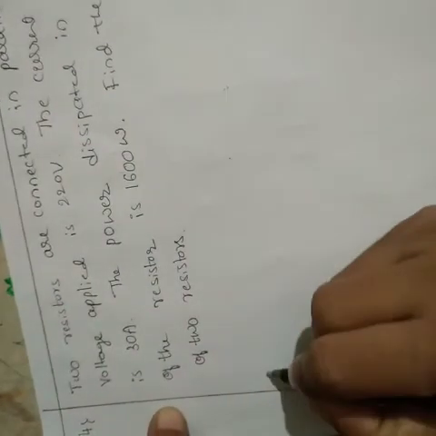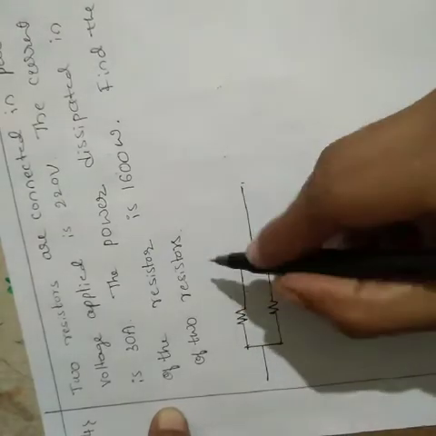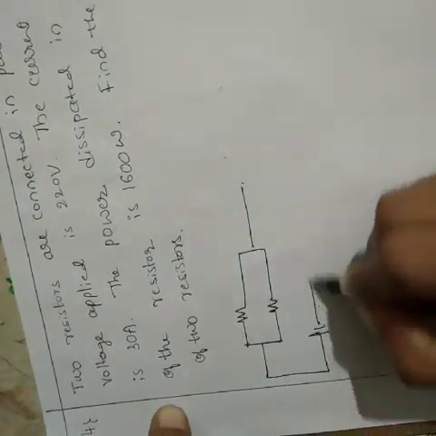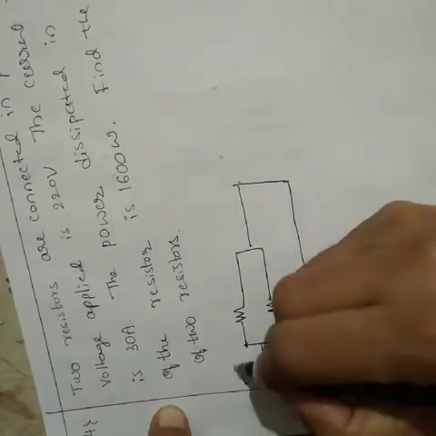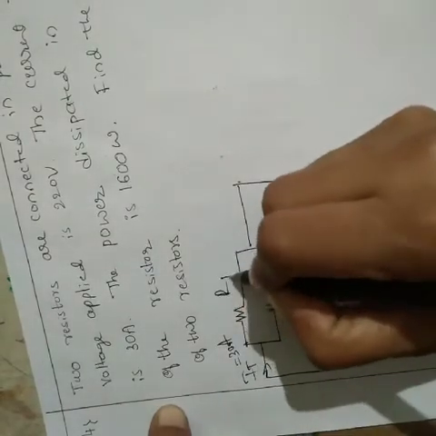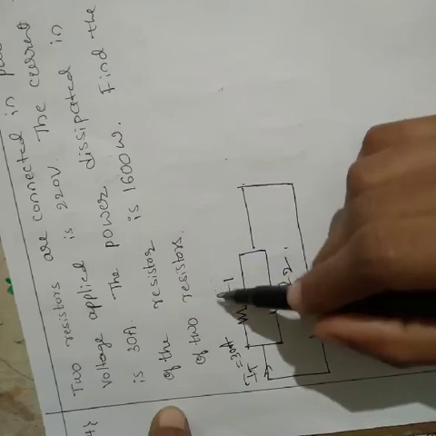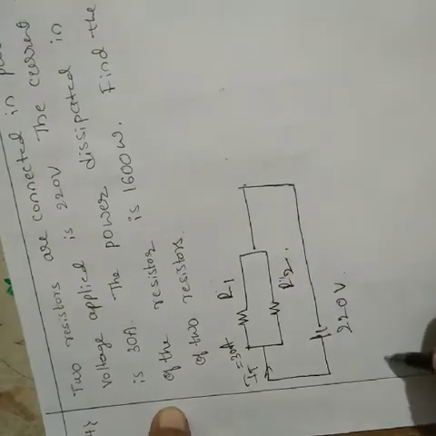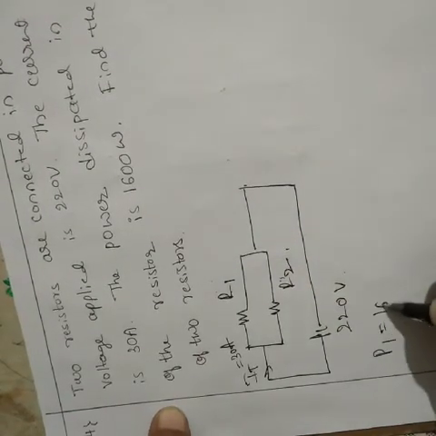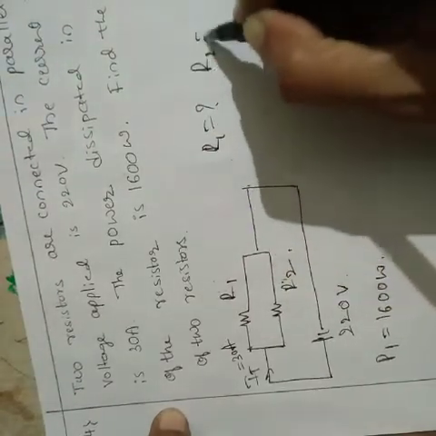Again, you can draw the circuit diagram. Two resistors are connected in parallel across a voltage source of 220 volts. Then the total current is given as 30 ampere. This is R1, R2. Then the power dissipated in one of the resistors: you consider any one, R1 or R2. I am taking the first, P1 is 1600 watts. Find R1 is question mark, R2 is question mark.